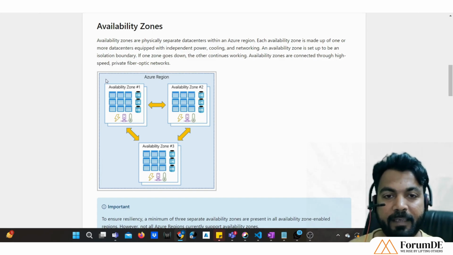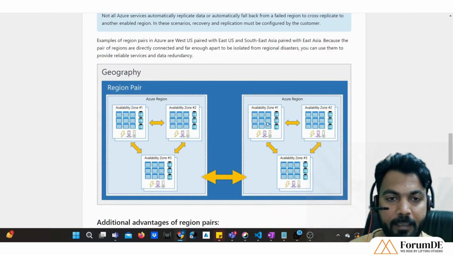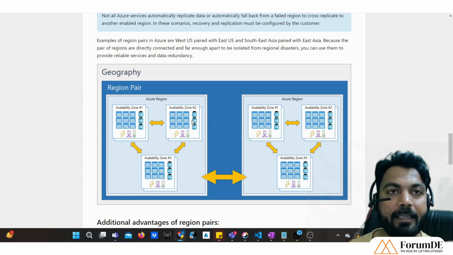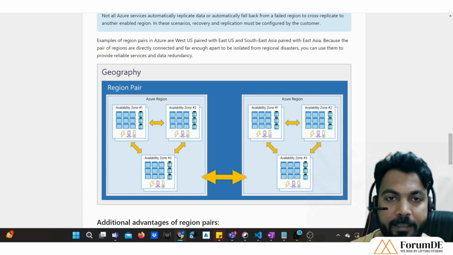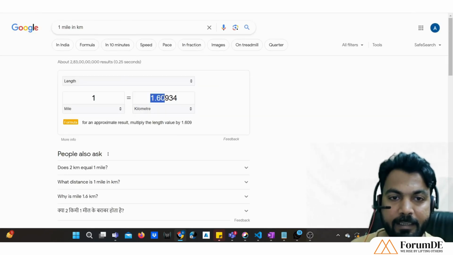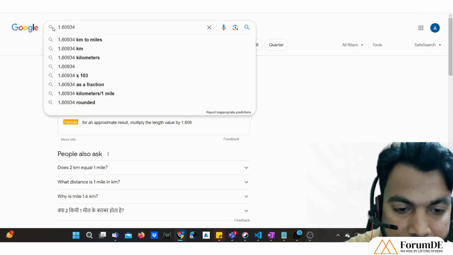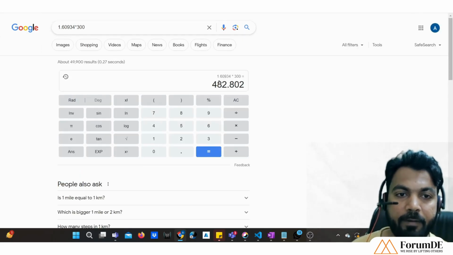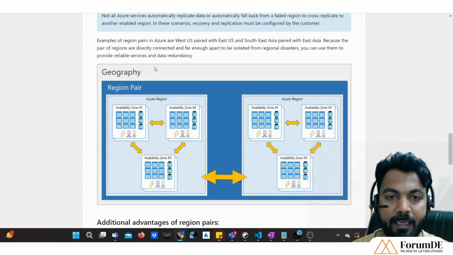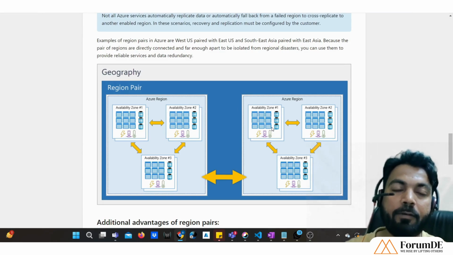So to get rid of that, we have something called region pairs. You see this diagram. In region pairs, two Azure regions are connected with each other, and the distance between both of them is at least 300 miles. If I talk in kilometers, 1 mile is 1.6 kilometers. If I multiply this by 300, I get about 482 kilometers. It means in region pairs, two Azure regions are there, and both are separated by at least 482 kilometers.